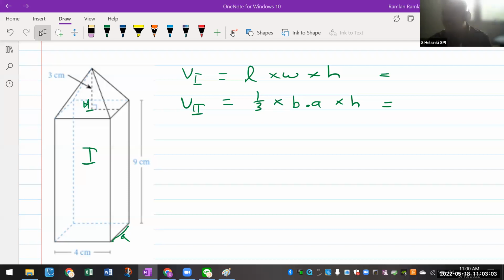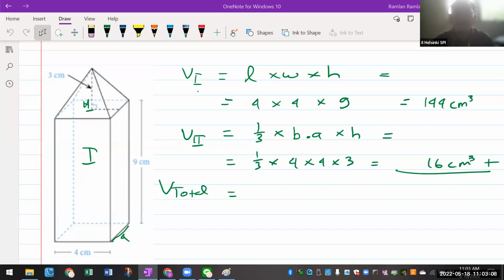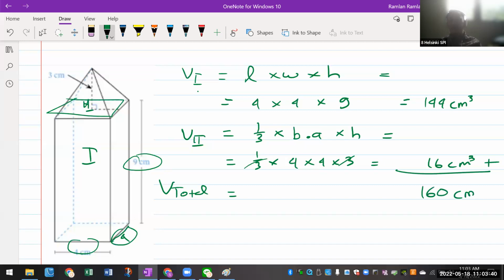Oke, guys, I'm gonna show you the result. So this is the total. Volume 1 is just length times width times height. So you only need to multiply 4 by 4 by 9, which is going to be 144 centimeter cube. And the second one is the square pyramid. You only need to multiply 1/3 times 4 times 4, because this is a square, and the area is side times side, or S square. So 1/3 times 4 times 4 times 3, you can cancel this 3, so you get 16. So if you add them up, you'll get 160 centimeter cube.